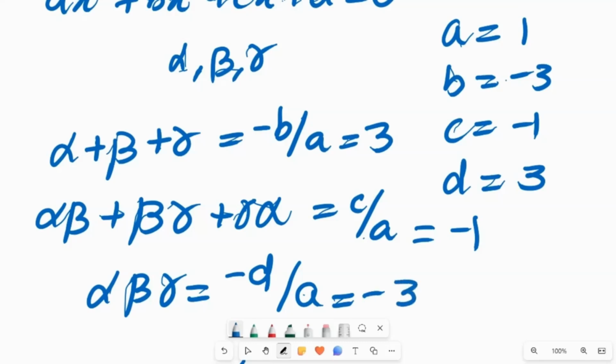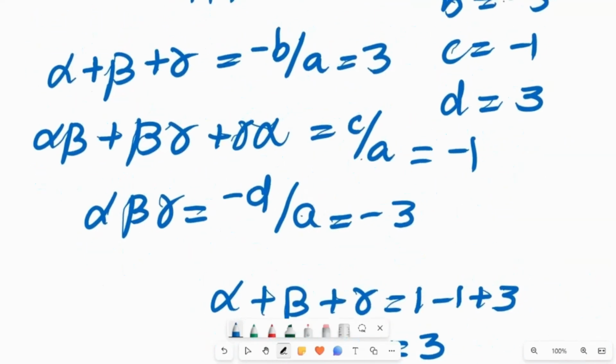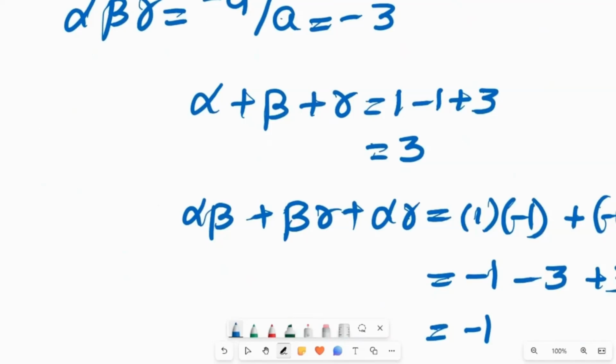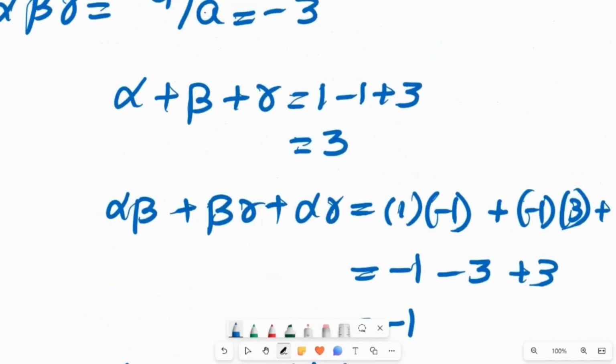If we check, alpha plus beta plus gamma here is minus b by a, which is equal to 3, and when we added all the three zeros, we also got 3. Next, alpha beta plus beta gamma plus gamma alpha equal to minus 1, and here also when we added zeros taken 2 at a time, we also get minus 1, and product of zeros is minus 3.